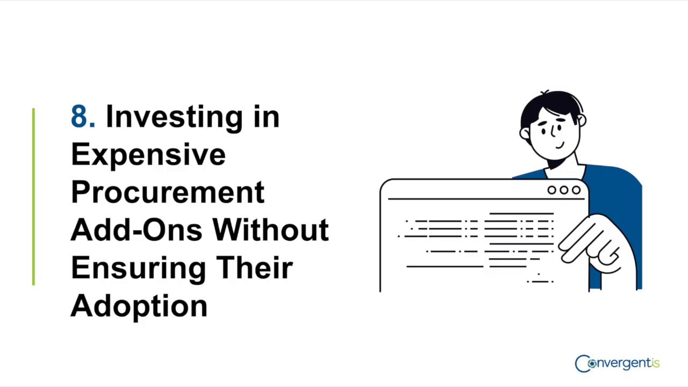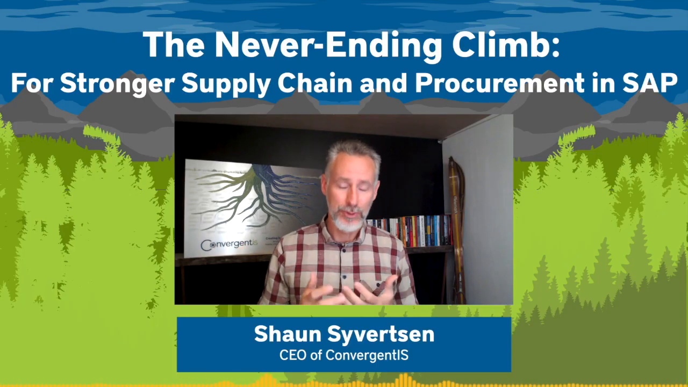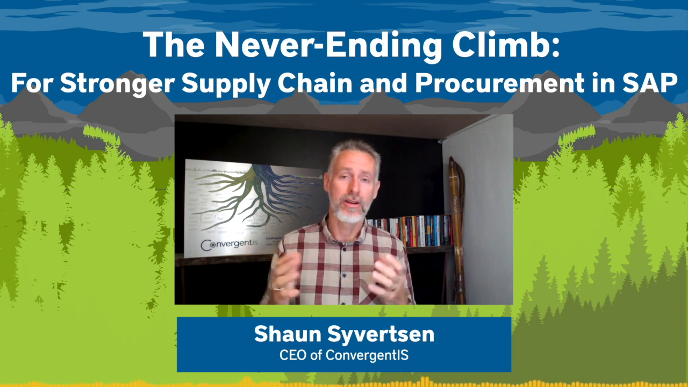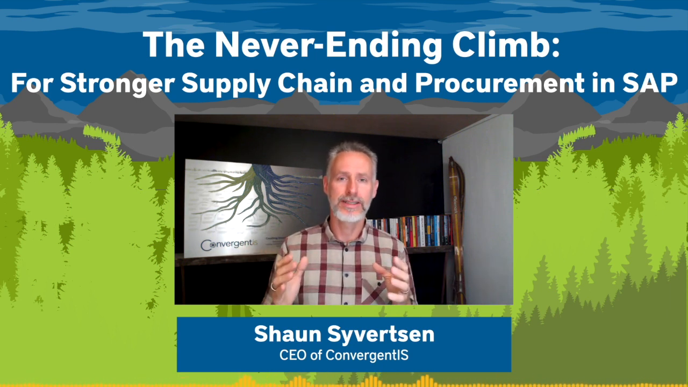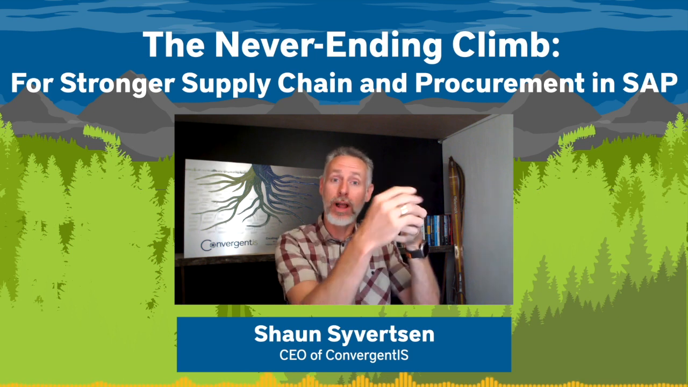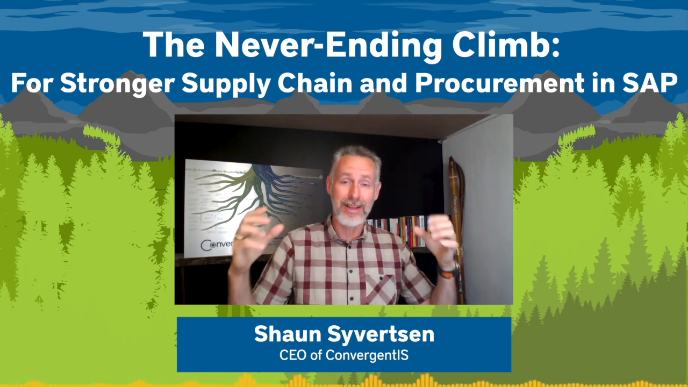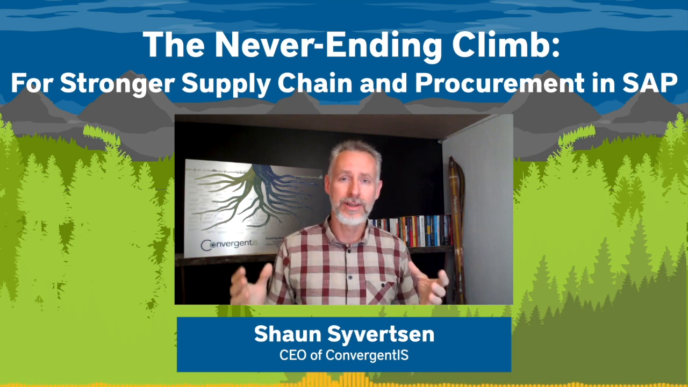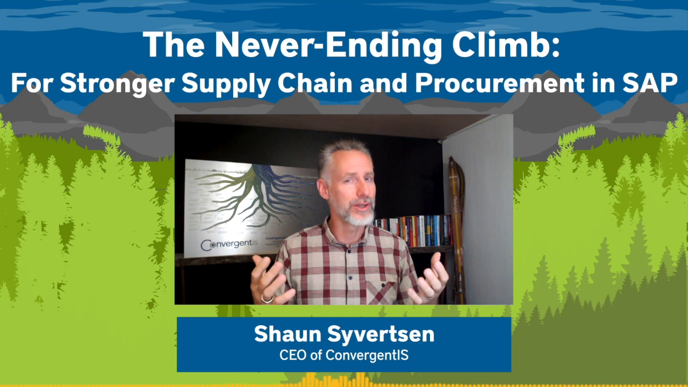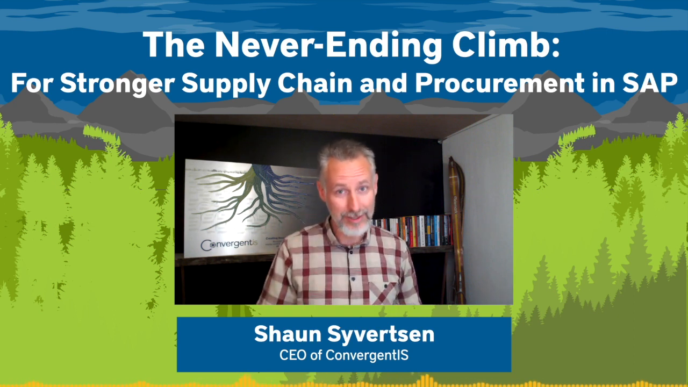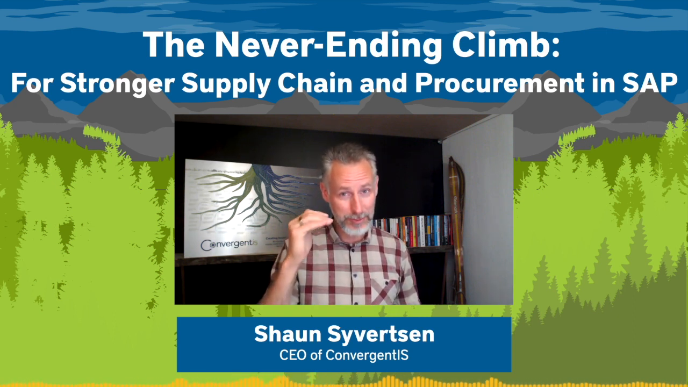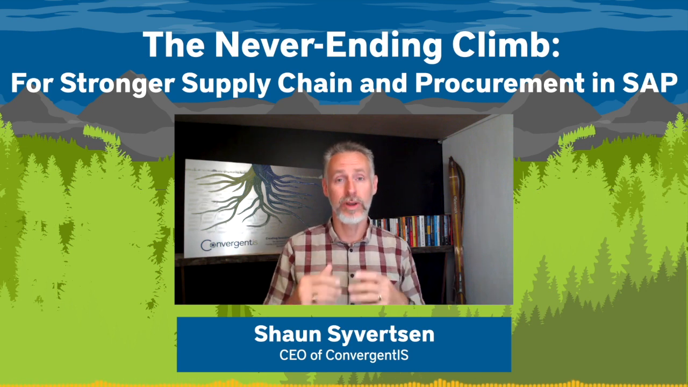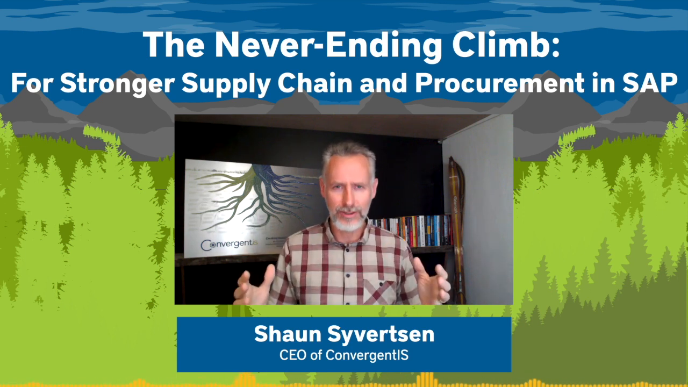Number 8, investing in expensive procurement add-ons and bolt-ons and third-party things and whatnot without ensuring their adoption. There are all kinds of opportunities for an organization to say, look, you need to buy these 12 modules to go and revolutionize and digitally transform all of this stuff. I've never met a vendor that has it all, and I would implore you to please look over the top of your glasses or look at that salesperson like this if they are trying to tell you that whatever solution they're offering has everything that you need.